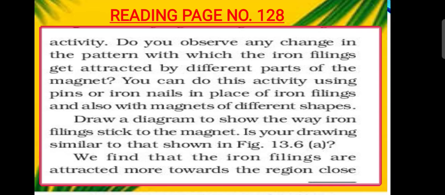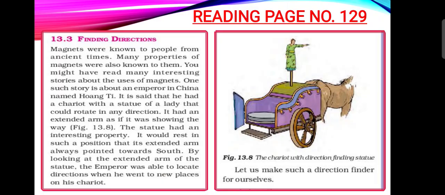So we can say that the poles of the magnet have stronger magnetic attraction than the middle part. We find that iron filings are attracted more towards the region at the end of the magnet. So here, children, we have learnt about the magnet, and we have learned about the poles of the magnet. Now let us see how magnets are useful to find the direction.